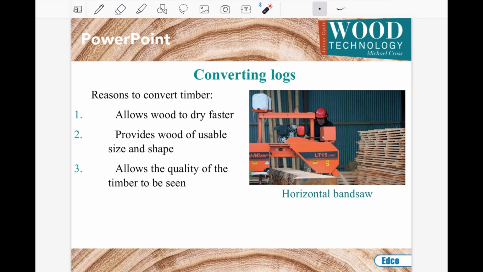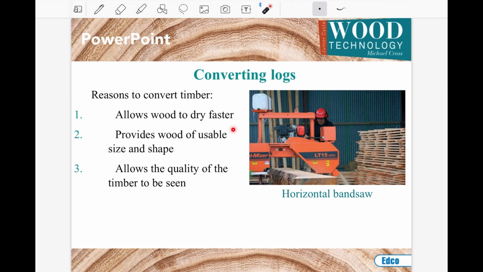And as a result, we have problems then using that timber. So what we do is by converting it into boards of a usable size, it helps us get that wood to dry faster in the first place, but allows us as well to dry it in a controlled way, which is going to be the next chapter. How do we control that drying? So what does it do though as well? It also provides us with wood of a usable size and shape.